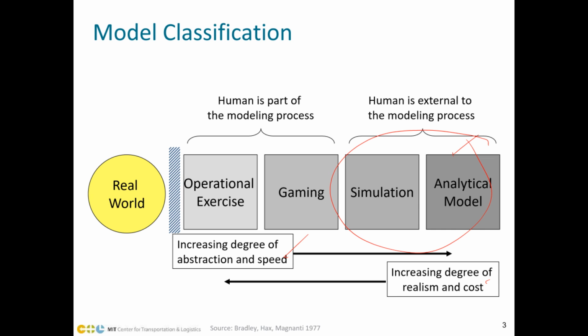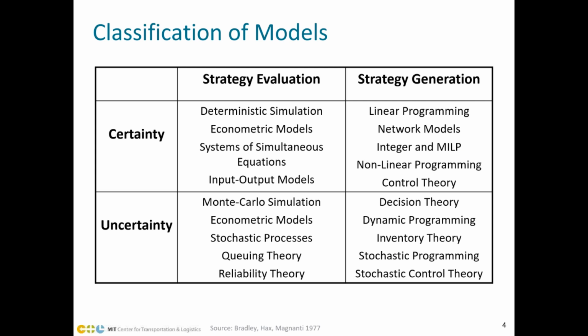Now, even if you look at analytical models, those have different classifications. We can think of two dimensions for classifying them: whether they are evaluation or generation strategies, and whether they're dealing with certainty or uncertainty. So what do I mean by evaluation and generation? Different models will give you different results. Certain models will give you a generation. They'll make a recommendation for you, and we'll cover a lot of these. In certainty versus uncertainty, it's just, am I dealing with randomness, or is everything deterministic or known?